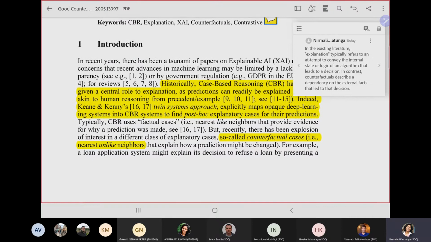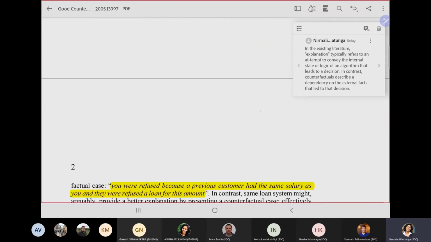So underpinning these counterfactual cases is this thing called the nearest unlike neighbor, or NUN. So basically, what is the nearest unlike neighbor? It is something which is your nearest neighbor, but has a decision or a class different from the decision that was just predicted by the model that you're using to give you the decision.